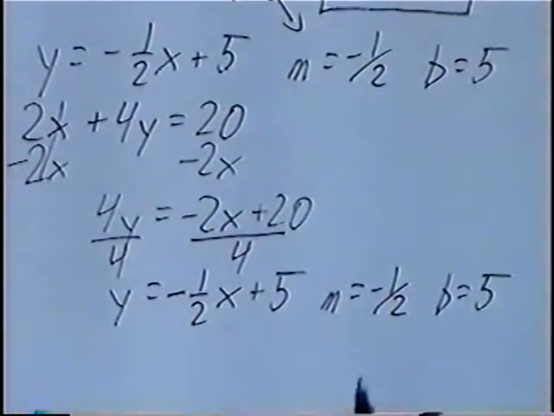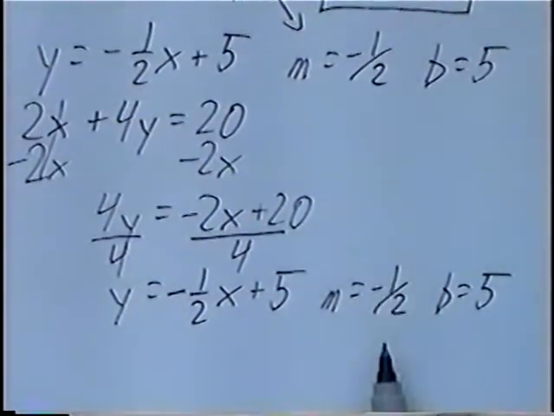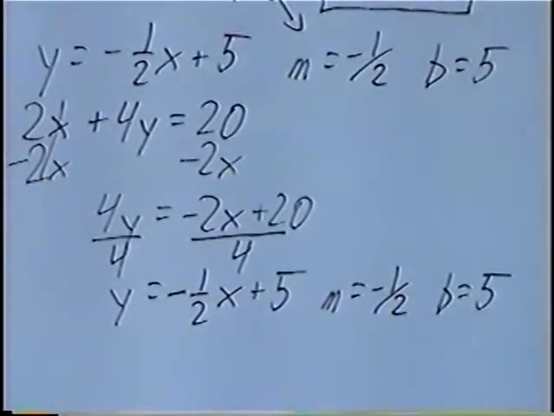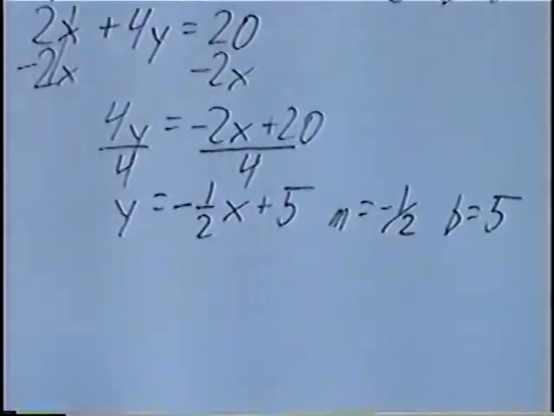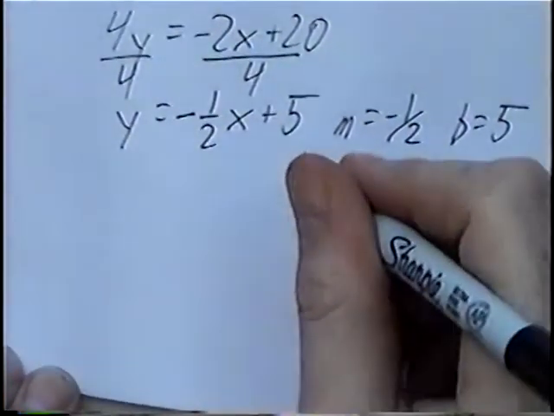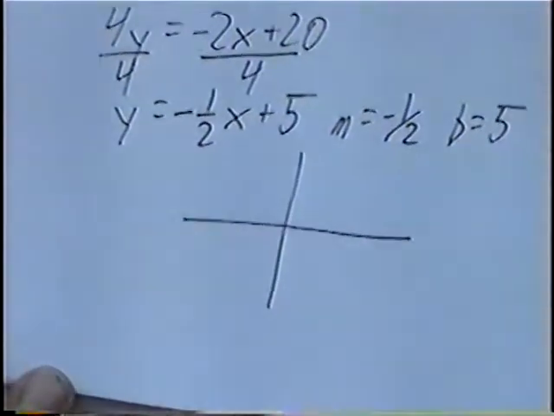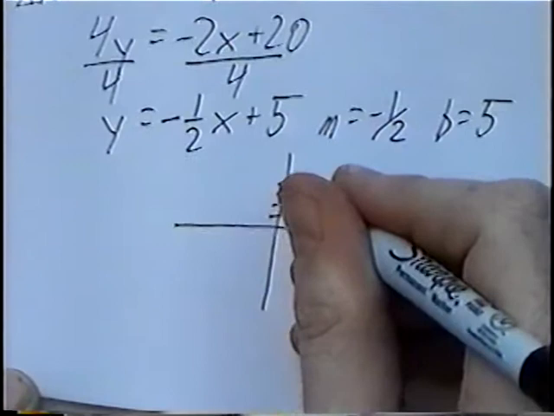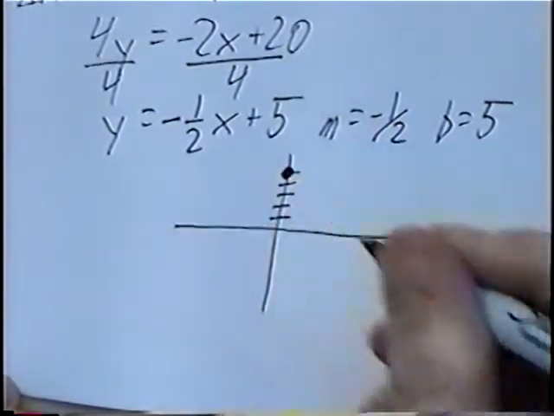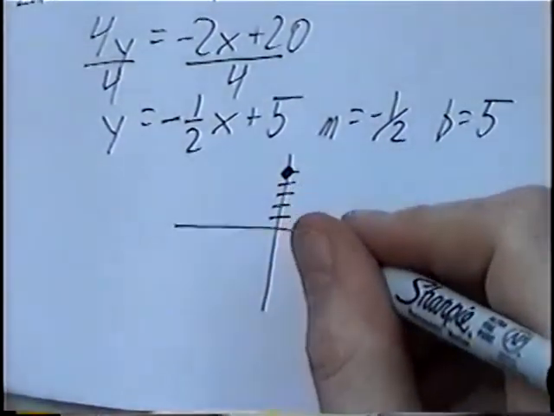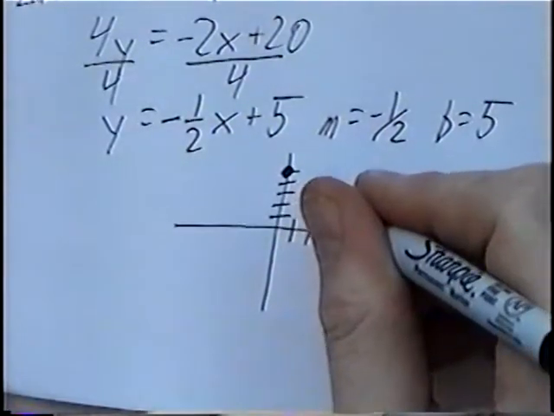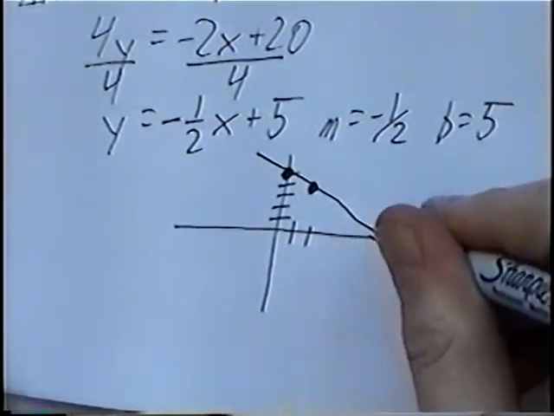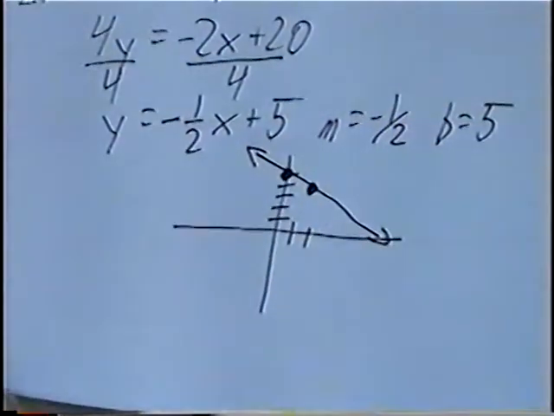Looking at the two equations, both equations have the same slope, negative 1/2, and both equations have the same y-intercept, which is 5. Graphing on the xy axis. The first equation again, we'll start at 5. And a negative 1/2 slope will go down 1 spot and over 2 spots. Connecting those would be the first line for the first equation.